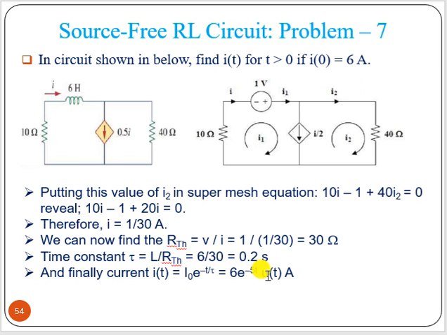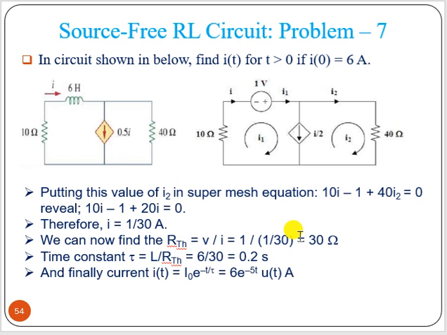So 6 e to the power minus 5t into u(t). Why is it written as u(t)? u(t) is nothing but equal to 1 for t greater than or equal to 0 and 0 for t less than 0. So you can multiply it by u(t) also. That means it is applicable for t greater than or equal to 0, not for t less than 0. Anyway, so this is it for today.